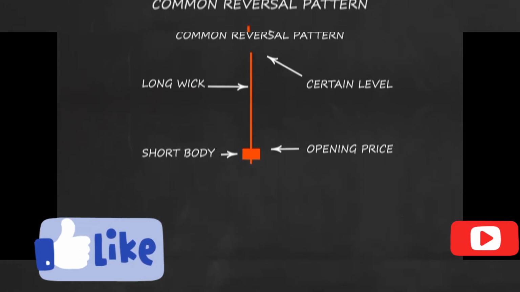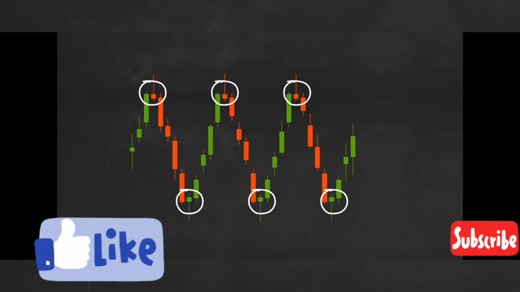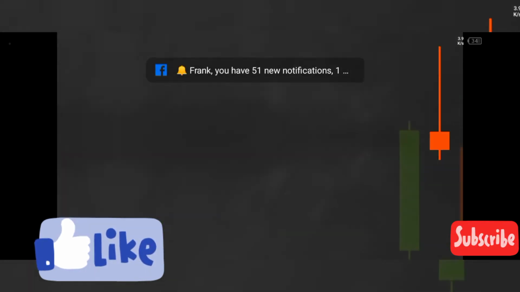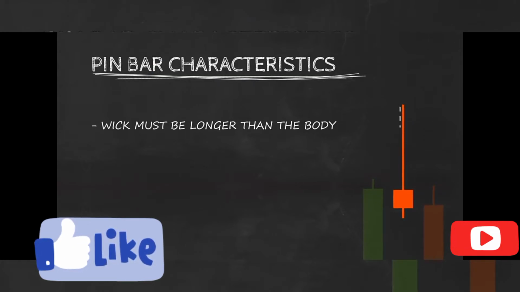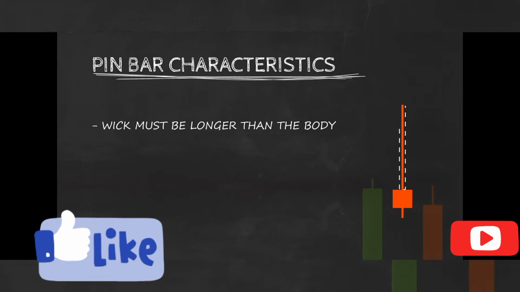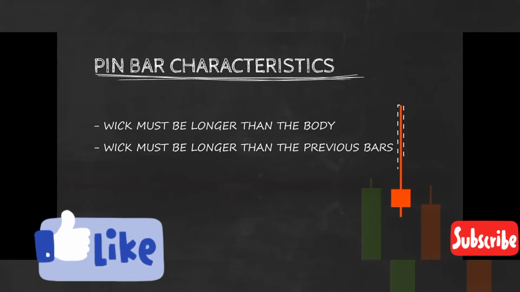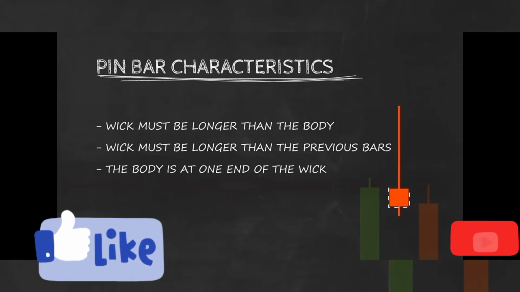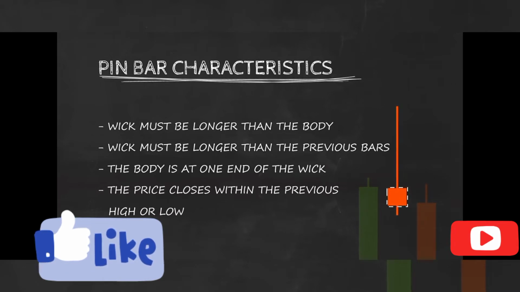Trading pin bars is convenient, as you can easily identify them on the charts. They show that the current trend has most likely run its course and is ready to reverse. These are the characteristics of a well-formed pin bar. The wick must be much longer than the body. The wick must also be much longer than the previous bars and stick out from the rest. The body is at one end of the wick, so not in the middle. The price has to close within the previous candle's high or low.